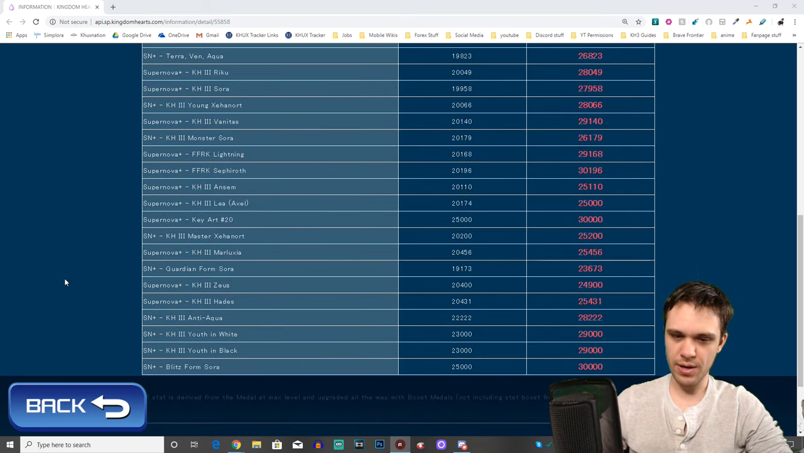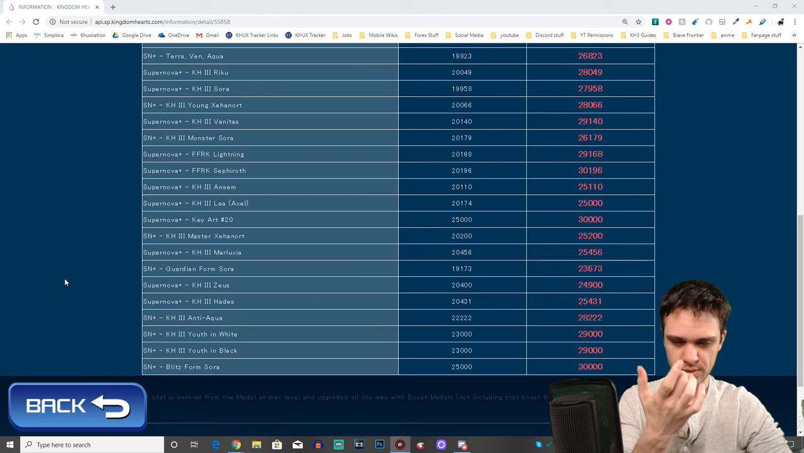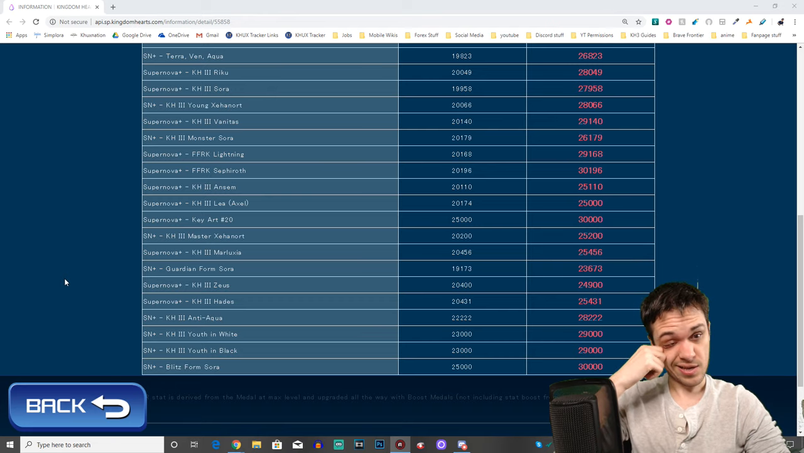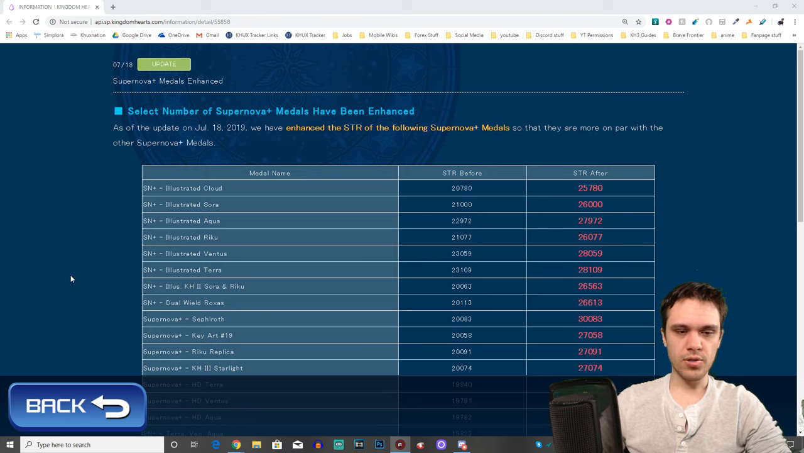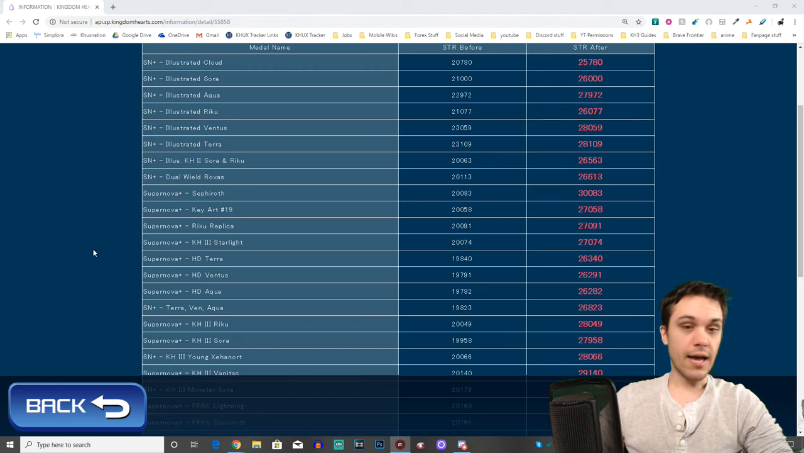I don't understand what process they chose to do some of these updates. They don't make too much sense. Essentially, if you don't know, a majority, if not all, of the currently existing Supernova Plus medals within the game have had their strength increased in order to match the strength of current medals that have been released. So even old medals such as Supernova Plus Sephiroth and Keyart 19, really old, starting-off Supernova Plus medals, have been upgraded as well.